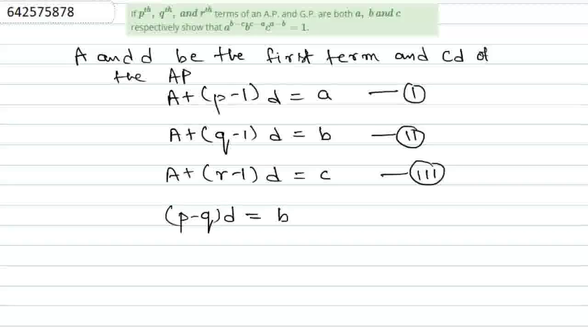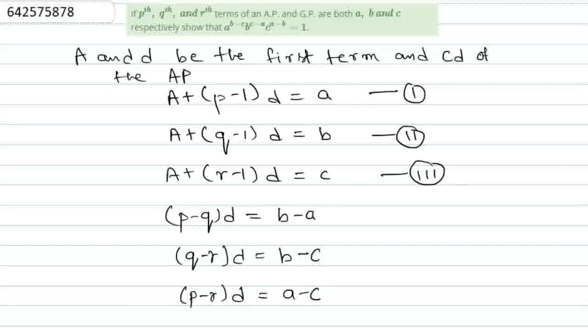Now, on subtracting equation 2 from 1, we will get P minus Q into D is equal to a minus b. And on subtracting third from 2, we will get Q minus R into D is equal to b minus c. Similarly, subtracting equation 3 from 1, we will get P minus R into D is equal to a minus c.